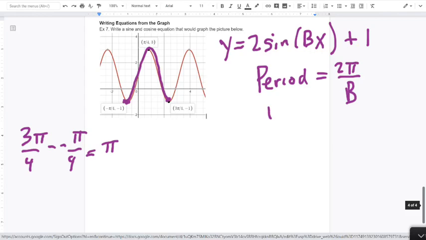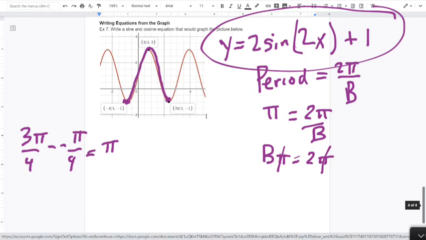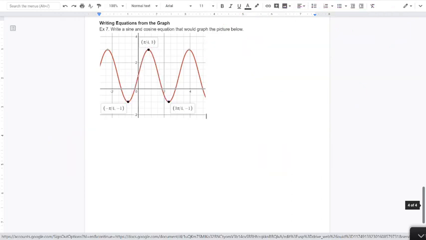Okay, so we could plug that in and then cross multiply, and we get that b is equal to 2. So our one equation that would model this graph here is y equals 2 times the sine of 2x plus 1. Okay, now let's do it again, but using a cosine graph.